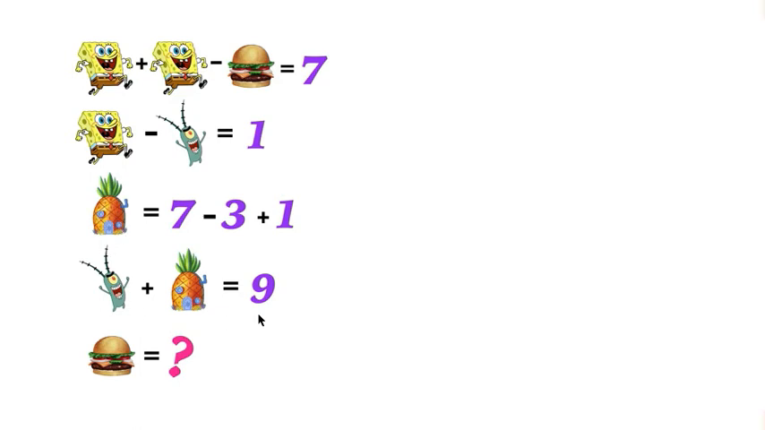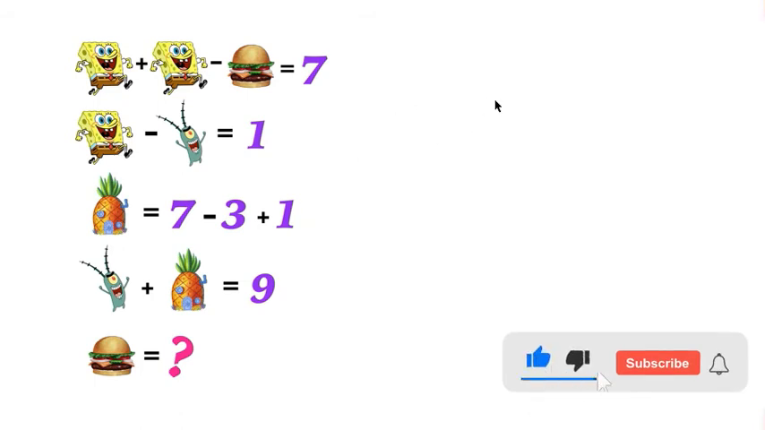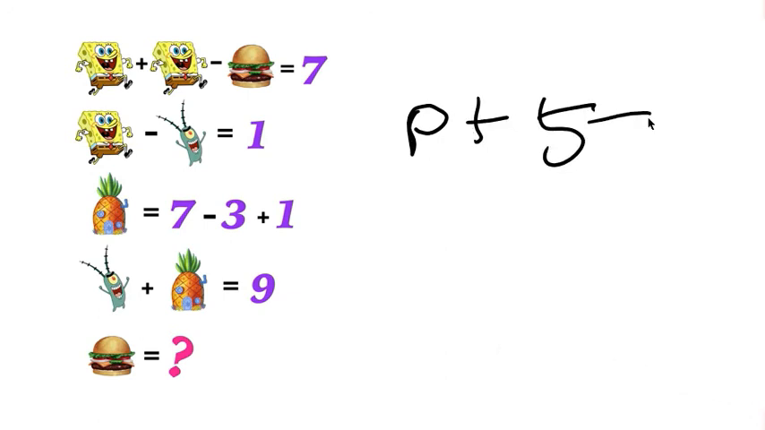So let's take the fourth equation and find the value of plankton using the value that we have of the pineapple house. So the value of pineapple house is 5. So let me write P for plankton. So P plus 5 is equal to 9. And how much plus 5 is equal to 9? It is 4. So P is equal to 4.